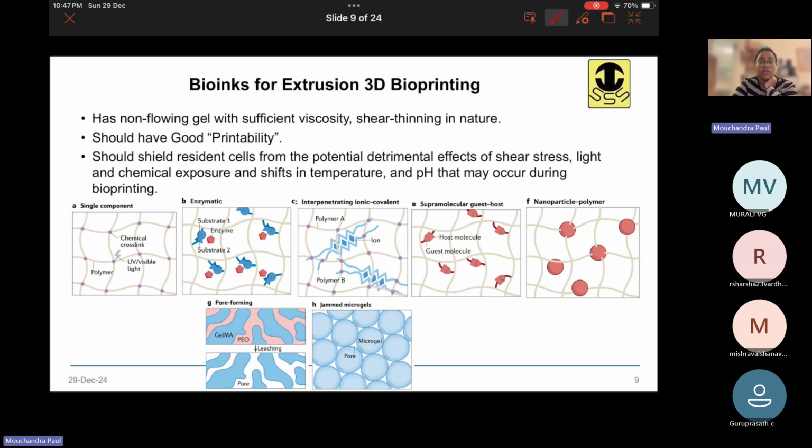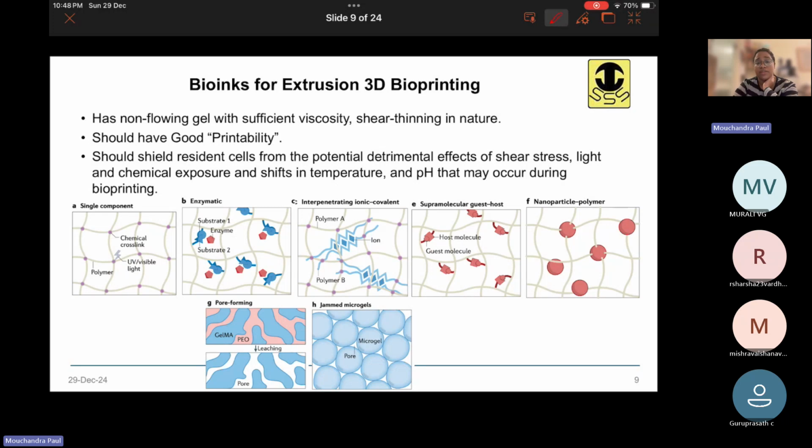Okay, so these materials generally show good printability as well. Means whatever CAD file that you supplied, the structure looks similar to that. And shear thinning also helps in shielding the cells or any biological components from the shear stresses. All right, and we should make sure the bioink composition is made in such a way that the shear thinning capabilities are optimized, and printing is very good in that as well.